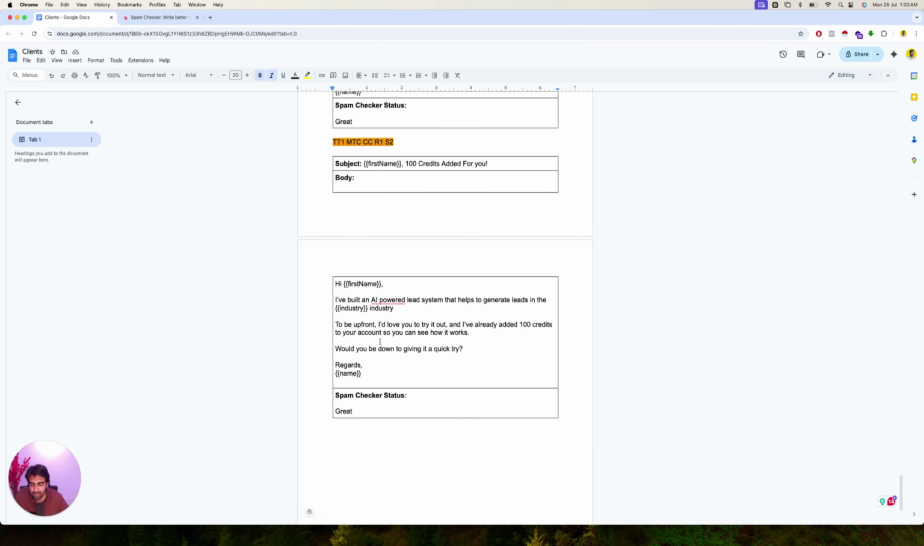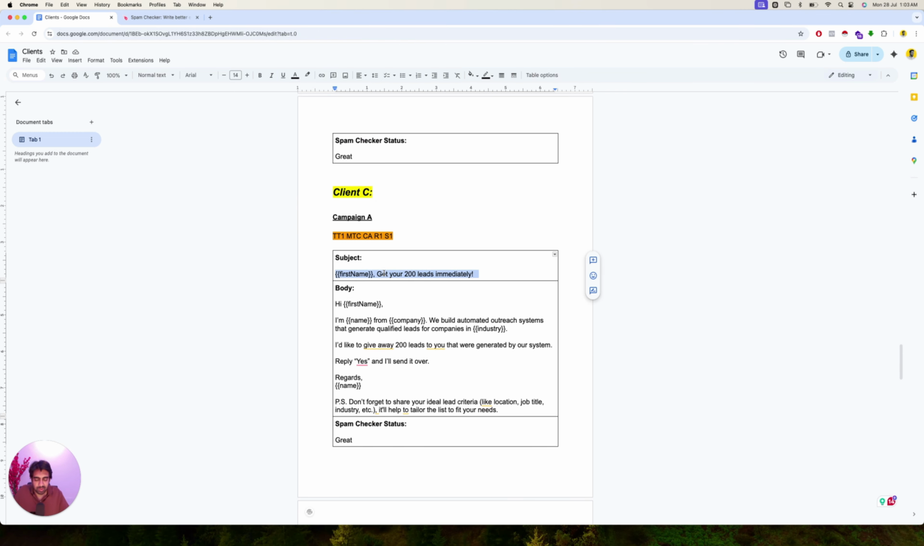Okay, campaign A. In this particular sequence one, we straight away explain what we do. For instance, I'm Imran from Hive Media. We build automated outreach systems that generate qualified leads. The reason is I want to tell them what I do. Next, we straight away mention the lead magnet that my client can provide. They can provide 200 leads from their system, and if they reply yes, I send it over. Also, we give them additional details in the postscript, saying share your lead criteria, and we share the specific list.